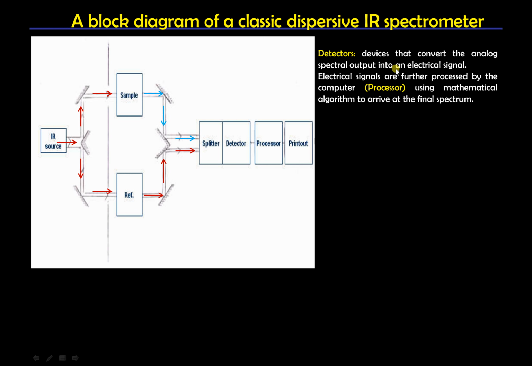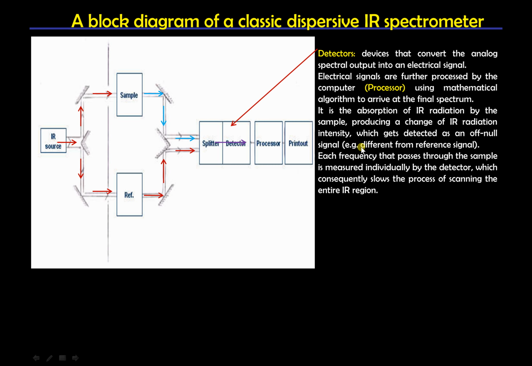Now it sends to the detector that converts the analog spectral output into an electrical signal, and is further processed by the computer, that is the processor, using mathematical algorithms to arrive at the final printout of the spectrum. These are the detectors. It is sent to the detector. It is absorption of IR radiation by the sample, producing a change in the IR radiation intensity, which gets detected as an off-null signal different from the reference signal.